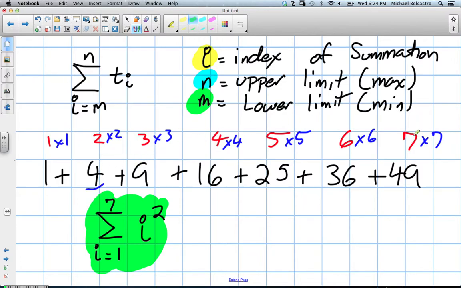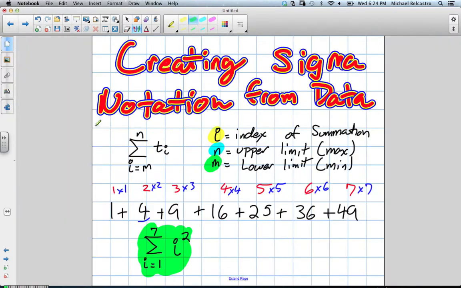Okay, we always try to relate the number of terms to what the actual value is. Does that one make sense?